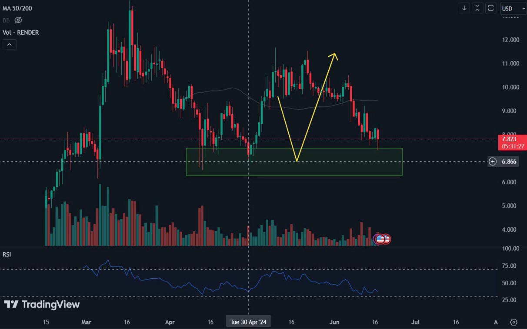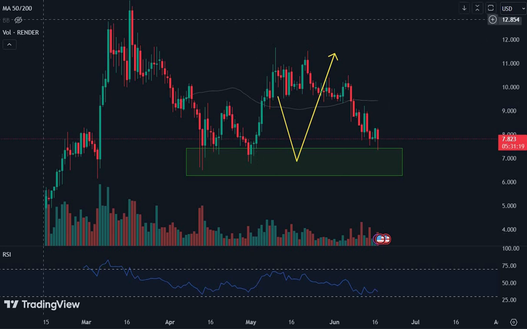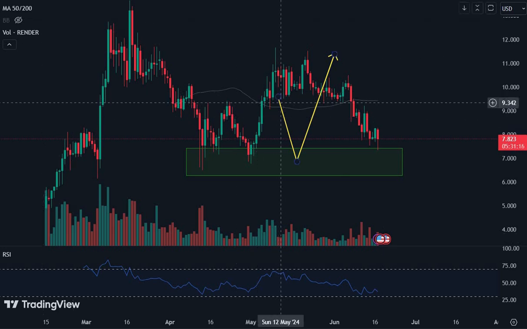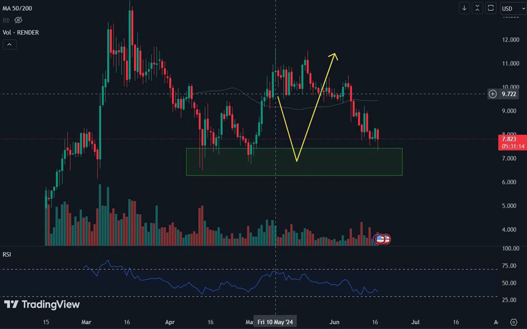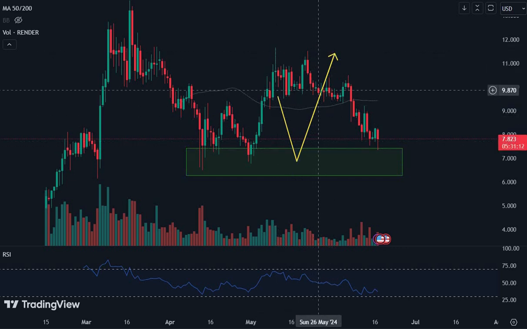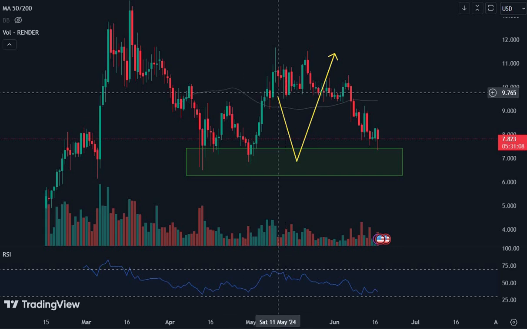This is another Render technical analysis, price update. Let's just take a look at the chart. This is the RENDER USDT chart. And as you can see, this arrow right here, this pattern, is actually the remainder of my previous video that I did back in May.